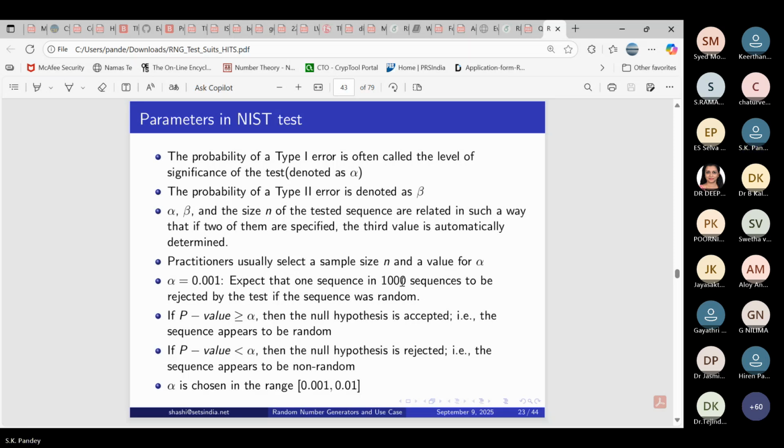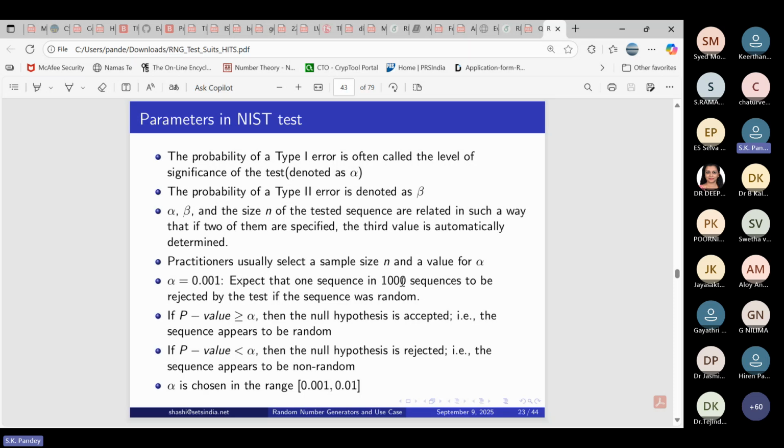So there are two parameters, alpha and beta. Alpha is the probability of type 1 error, and beta is the other probability, which is called type 2 error. After running those tests, what is the probability I'm getting type 1 error? What is the probability of type 2 error? This is the main parameter to set for all those tests, the 15 tests in the suite.